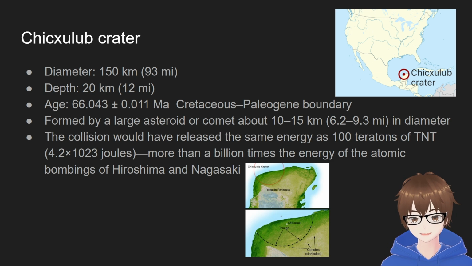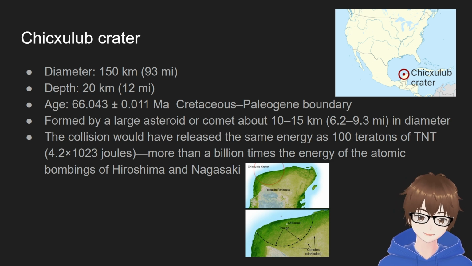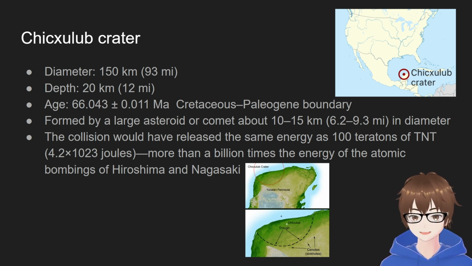And it formed by a large asteroid or comet around 10 to 15 kilometers in diameter, or 6.2 to 9.3 miles in diameter. The collision would have released the same energy as 100 teratons of TNT, which is 4.2 times 10^23 joules of energy, which is more than a billion times the energy of the atomic bombs of Hiroshima and Nagasaki. So you can look there at the picture of where it's at above me, and then also the Yucatan Peninsula there, where you can see how big the trough of it would be, and it also goes into the ocean and land. It's kind of like half and half.